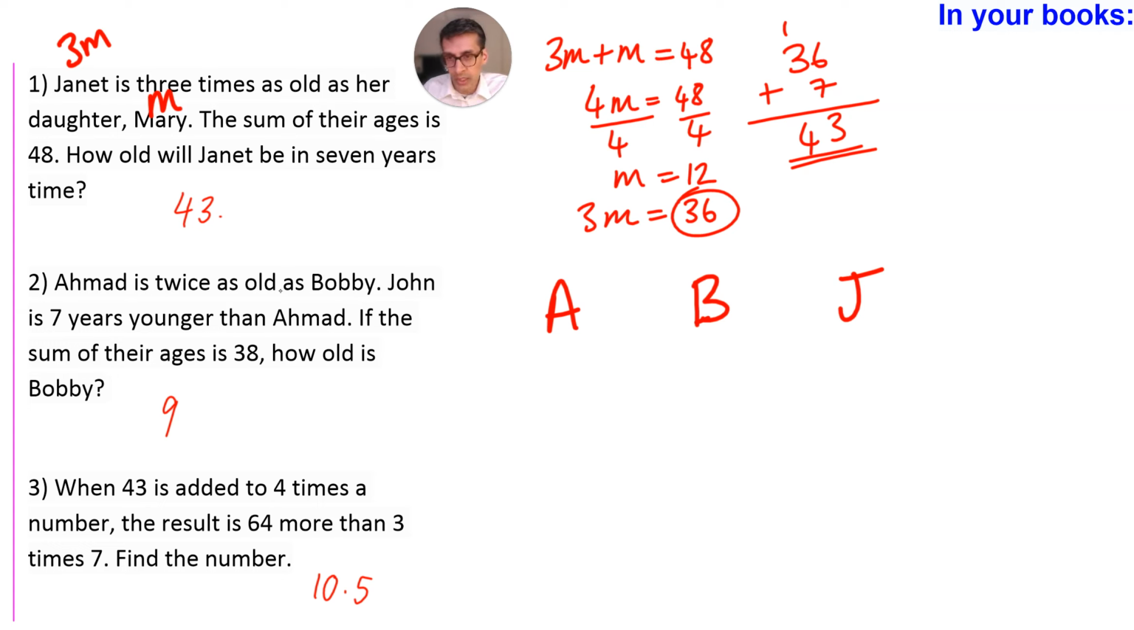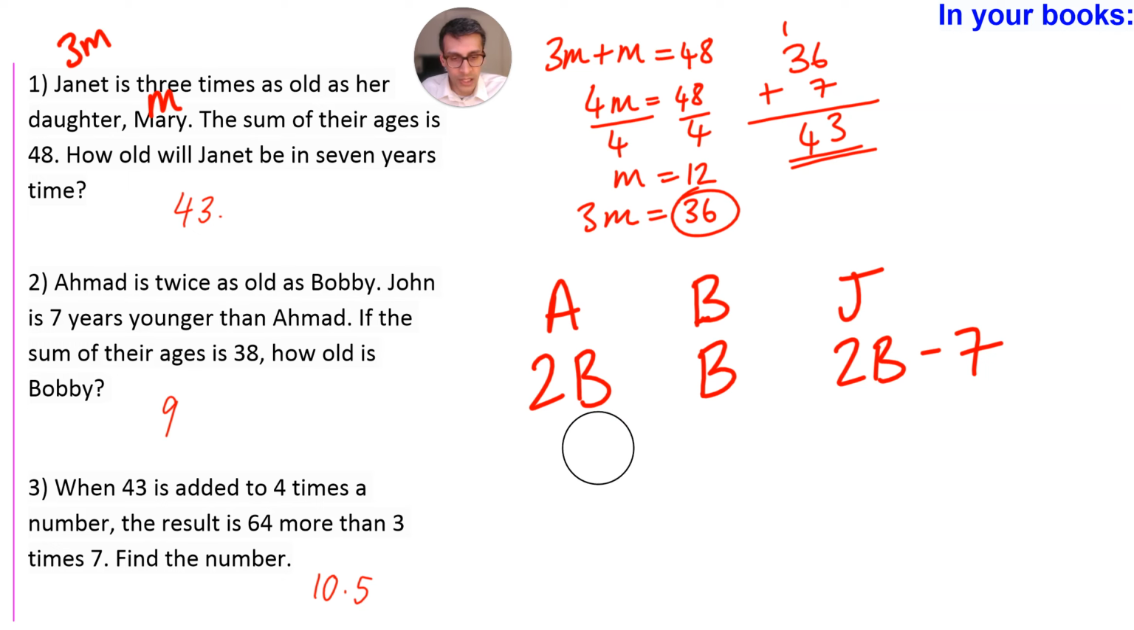So if Bobby is just B years old, then Ahmed is twice as old. So Ahmed will be 2B years old. Now John is 7 years younger than Ahmed. So 7 years younger than 2B. So that's going to be 2B minus 7. Now this is going to sum to 38 when we add them together. So when you add these together, it gives you 38.